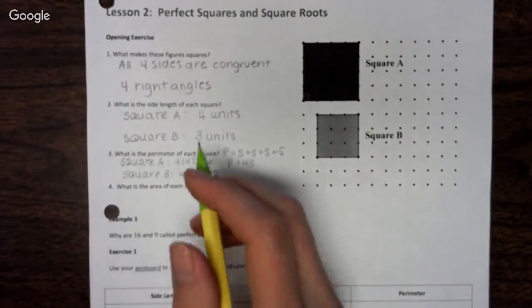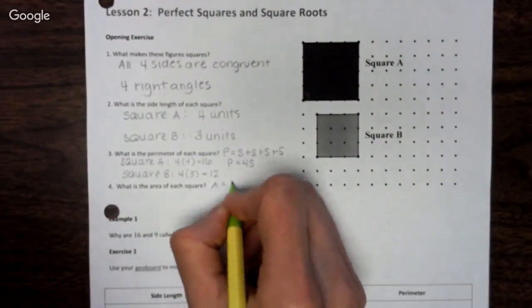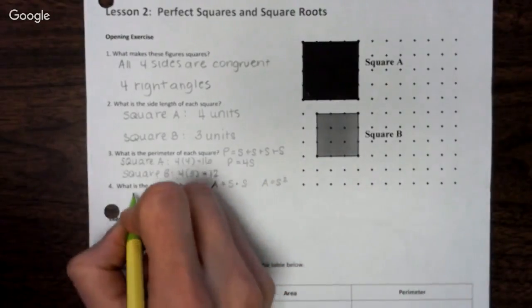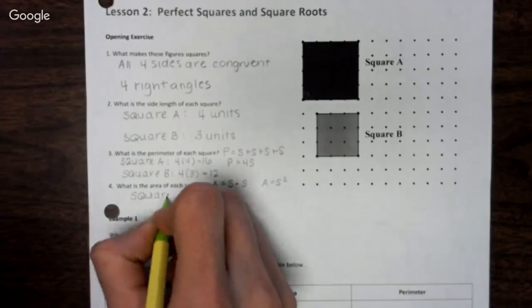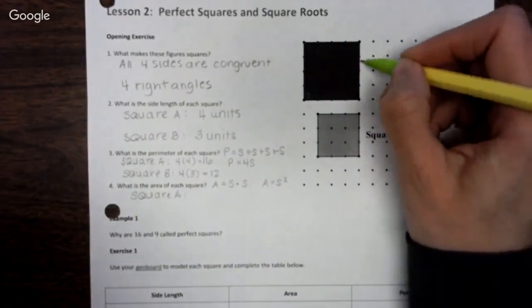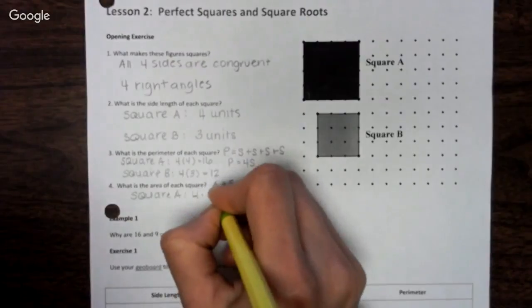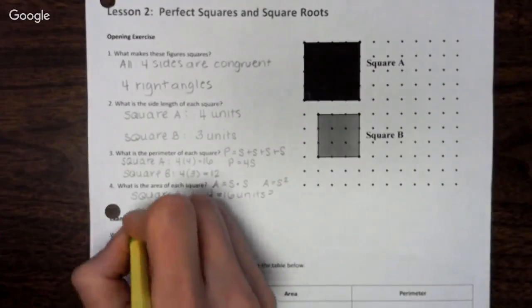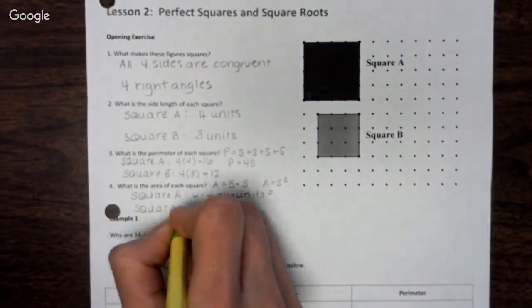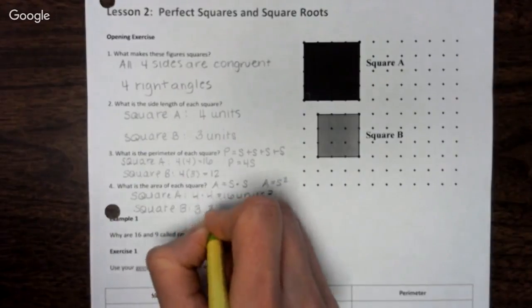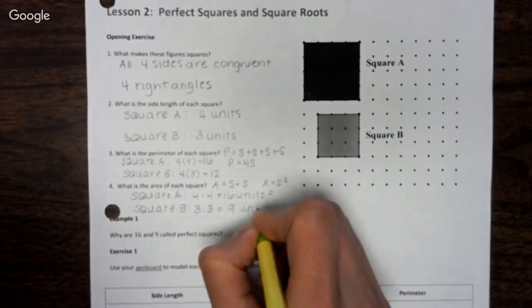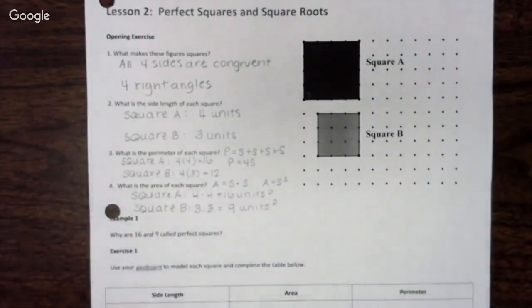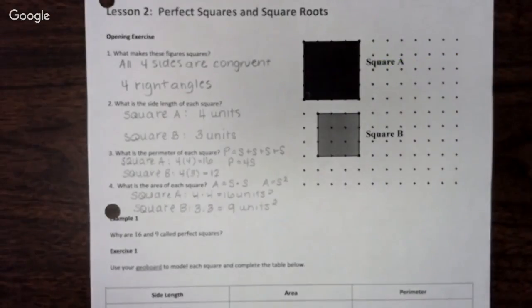Okay, what is the area? Remember, area is going to be side times side. Sometimes we like to say side squared. So let's look at square A. So the length is 4, so it would be 4 times 4, which is 16. That would be units squared, because area is always squared. Square B would be 3 times 3, which is 9 units squared. And you can actually count. There are 1, 2, 3, 4, 5, 6, 7, 8, 9 boxes in that one. And there's 16 in this one.